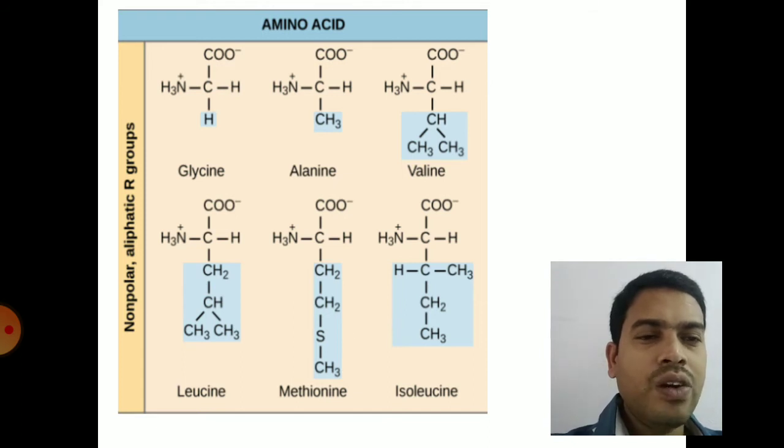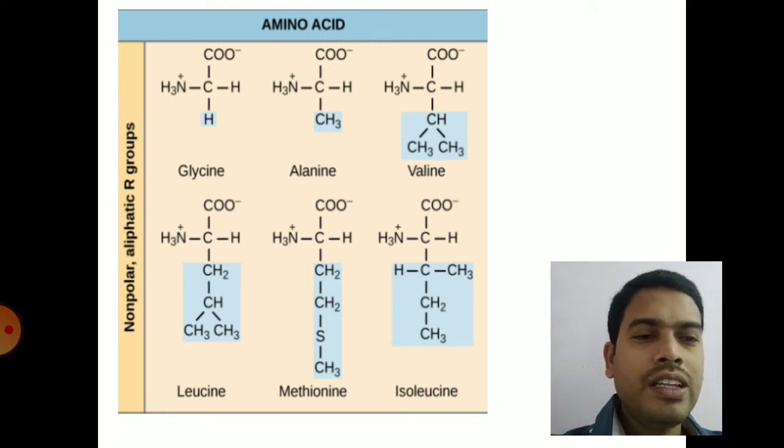Apart from that, a thiol group containing amino acid is there, that is methionine. You can see CH2, CH2, S, CH3. If H is present, it is called a sulfhydryl group. If only S is present, it is called a thiol group. So the thiol group containing amino acid is methionine. Generally it is a sulfur containing amino acid, but since it is non-polar, it is placed under the non-polar aliphatic R group containing amino acids.